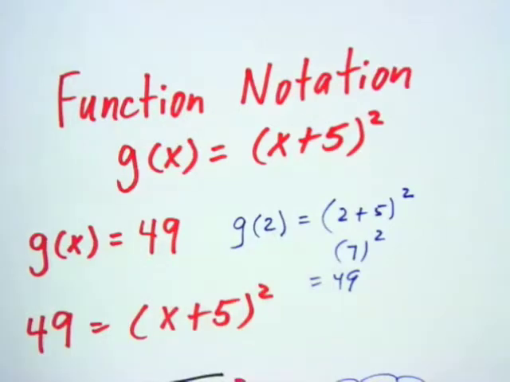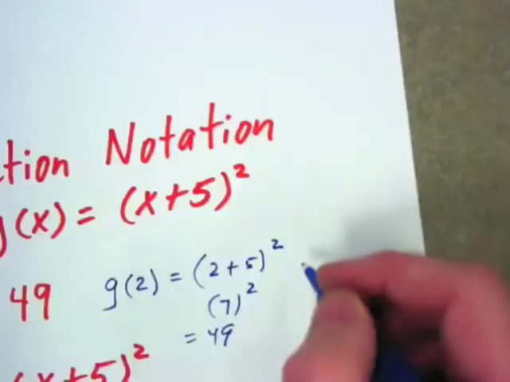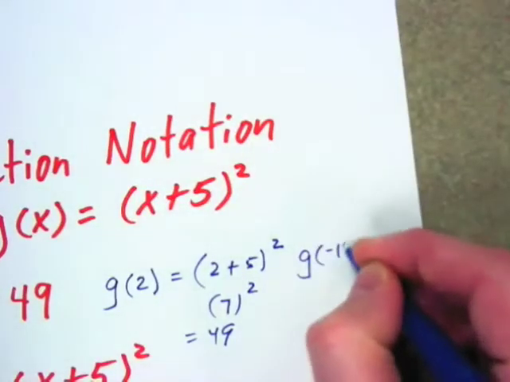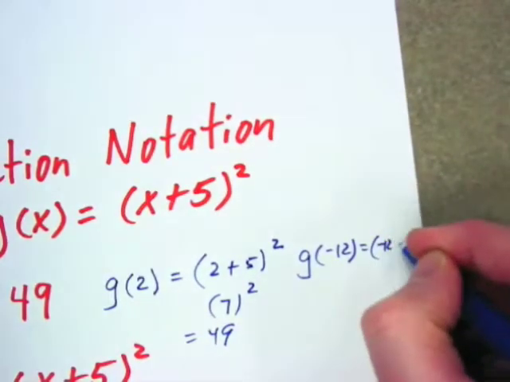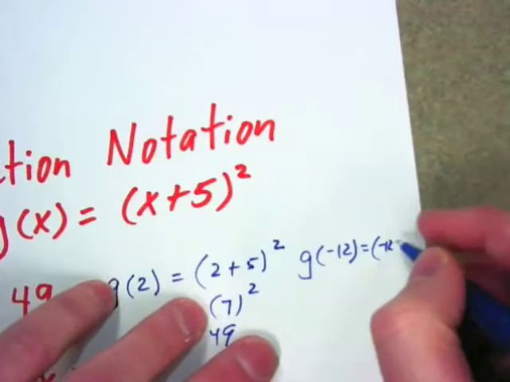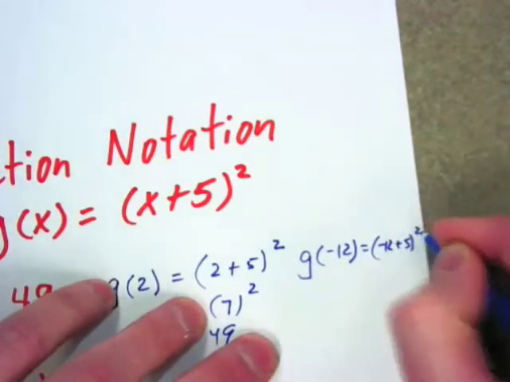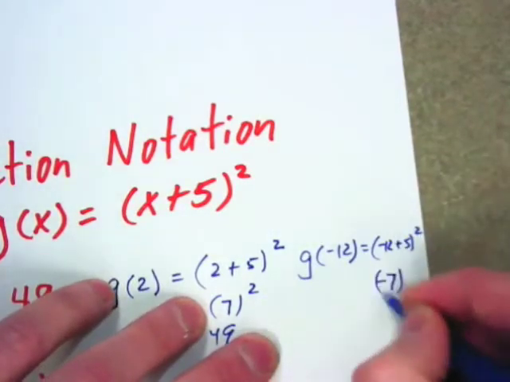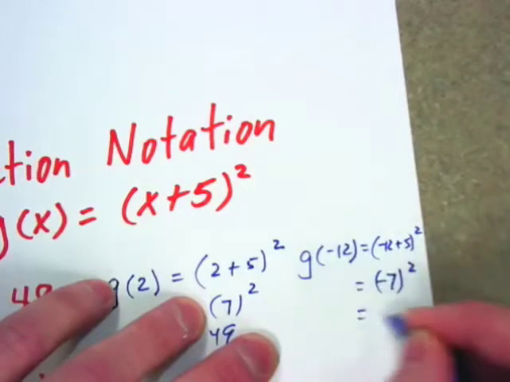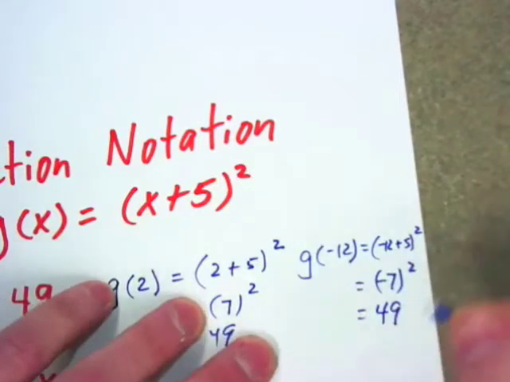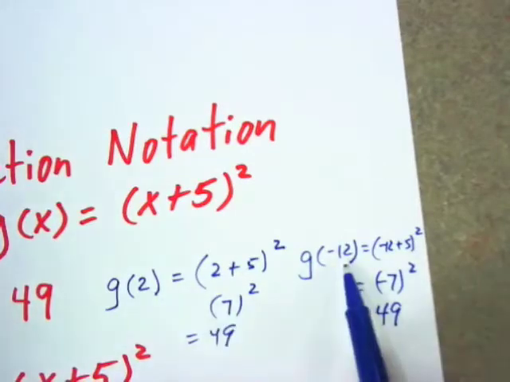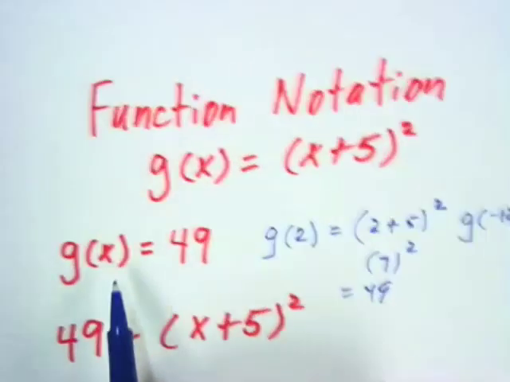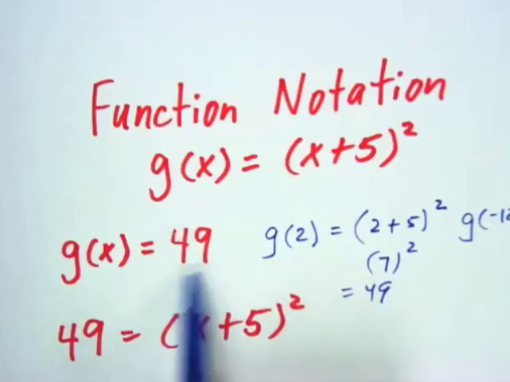Now it also is going to work for that negative 12, because remember, we had 2 solutions. So g of negative 12 is also going to work. If I plug that in, I've got (negative 12 plus 5) squared, and that's negative 7 squared. Negative 7 squared is also 49. So the 2 solutions or inputs would be 2 and negative 12. And that would solve a question where you're given the output and you don't know the input.